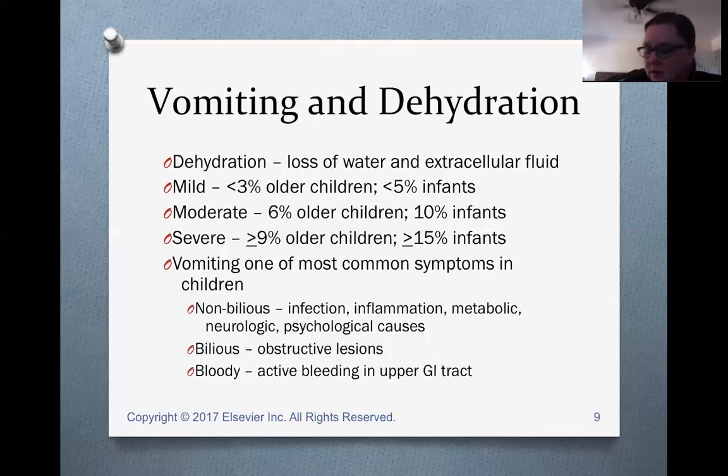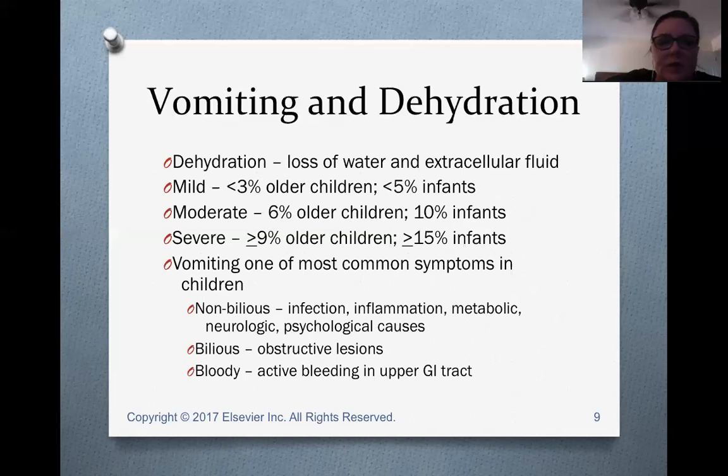So we definitely need to commit to memory the levels of dehydration. So what is dehydration? It's loss of water and extracellular fluid. Okay, and so we need to, number one, stop the vomiting and replace the fluid, because we have talked before about how infants and young children are composed of a greater percentage of water than adults are. So they are at a much higher likelihood of getting dehydrated from acute vomiting and/or diarrhea.